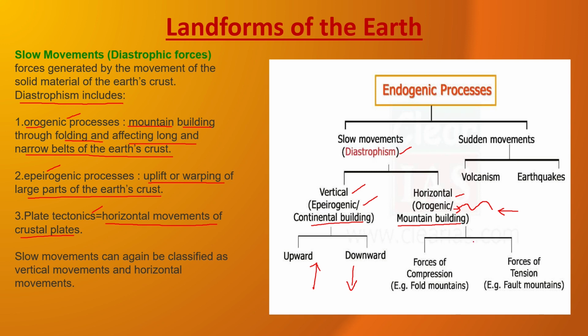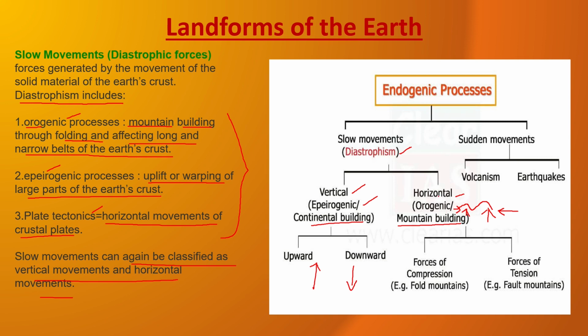Plate tectonics, same way horizontal. In that case, we have the movements of the crustal plates. All these are slow processes, but slow movements can again be classified as vertical movements and horizontal movements, as we have told. Horizontal movements are orogenic movement and vertical movements are epeirogenic movement.